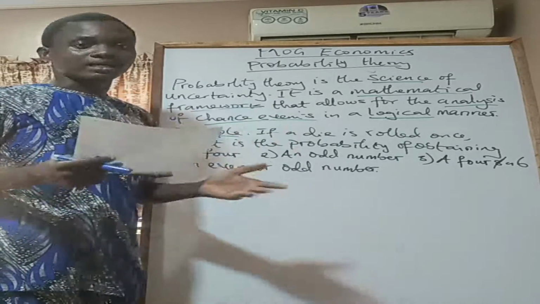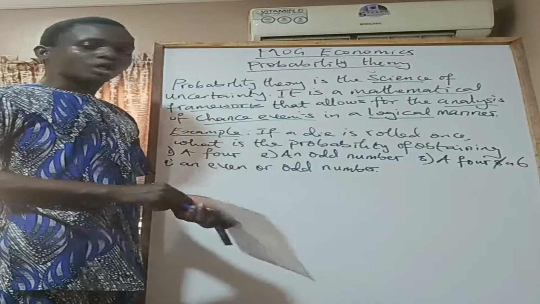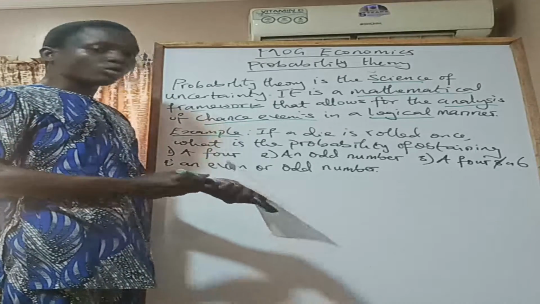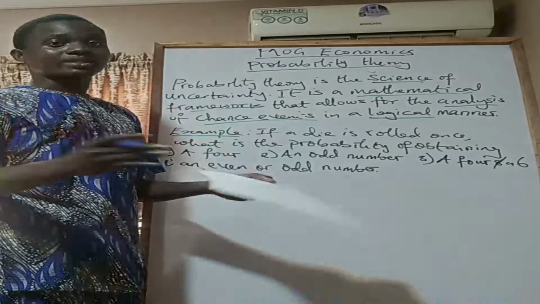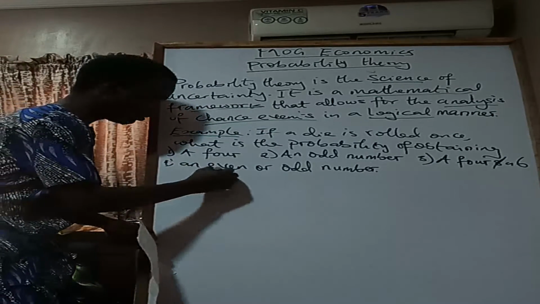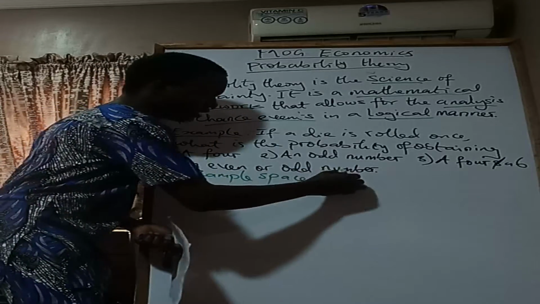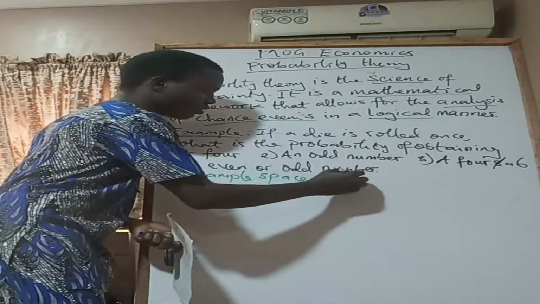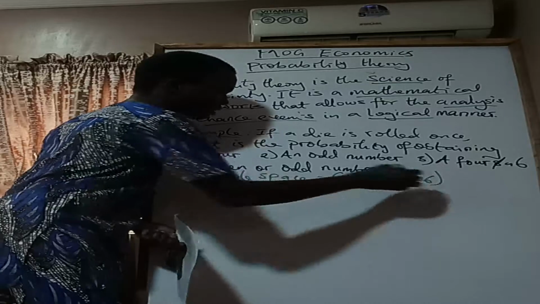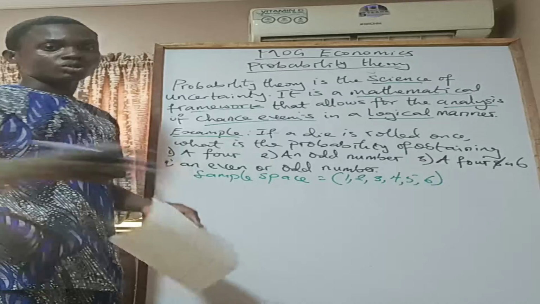Now if you look at a die, how many numbers can you get from a die? Basically speaking, you can get 1, that's 1 dot, 2, 3, 4, 5, 6. All of those numbers I can get are what we call the sample space. Let me just write the sample space. So the sample space for a die that is tossed once equals 1, 2, 3, 4, 5, 6. So there are 6 possible events that can occur if you toss a die.